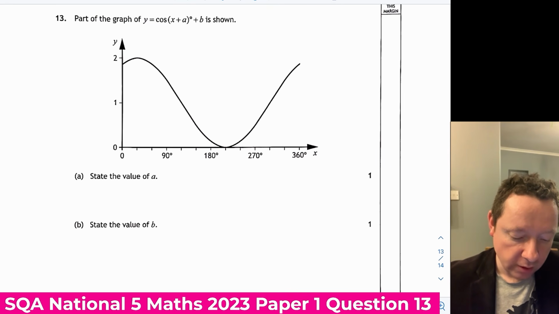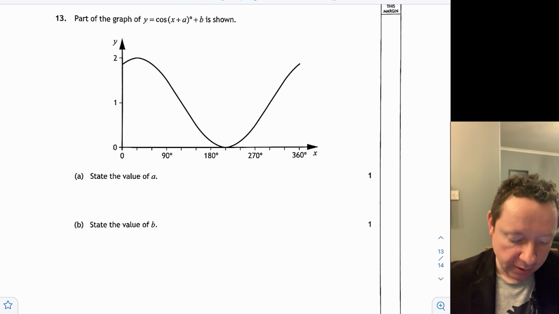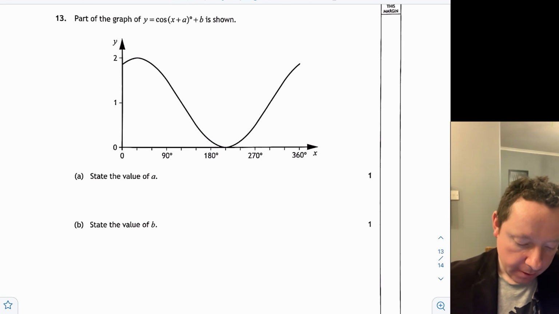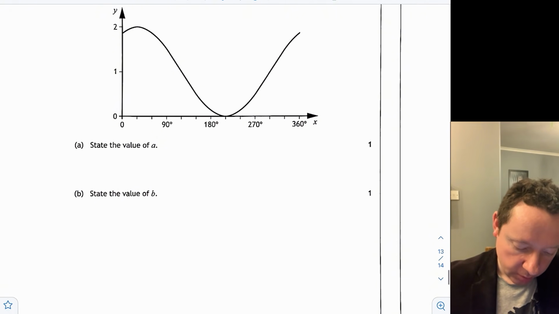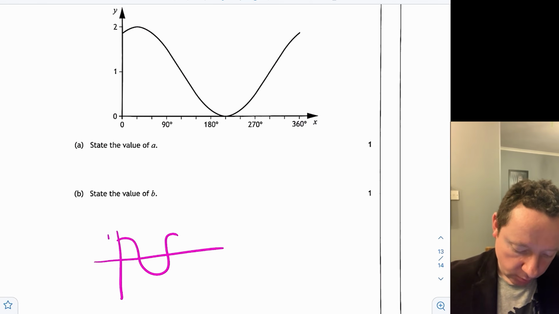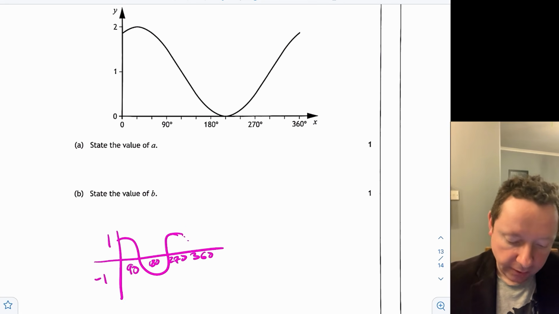Part of the graph of cos(x + a)° + b is shown. State the value of a, state the value of b. So our standard cos graph, remember, just to remind you, goes like this, and it's between 1 and minus 1. 90, 180, 270, and then right at the end, 360. Not a great picture there, but you get the idea.